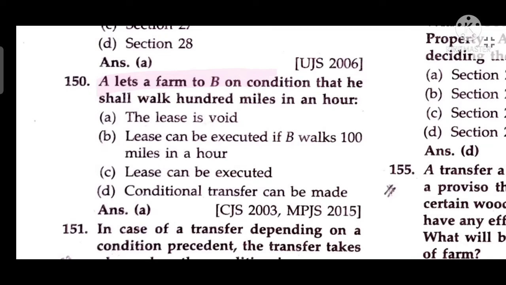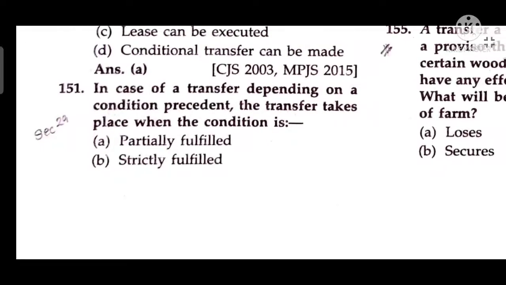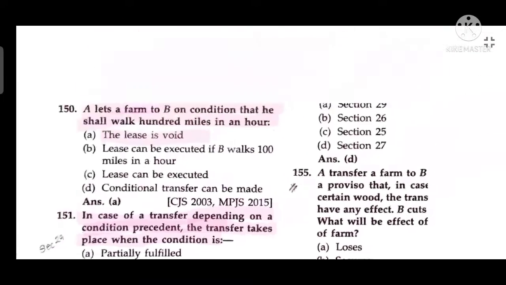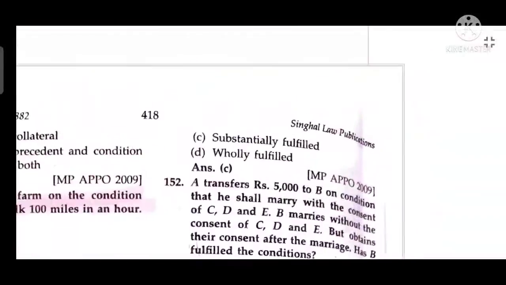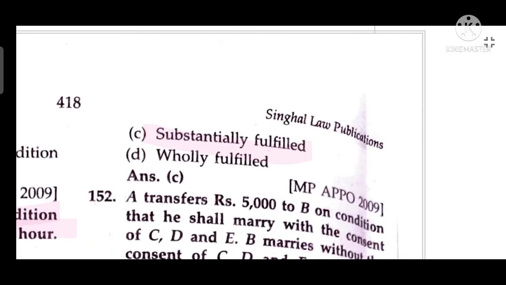A lets a farm to B on the condition that he shall walk 100 miles in an hour. The lease is void. In a case of transfer depending upon a condition precedent, the transfer takes place when the condition is substantially fulfilled.